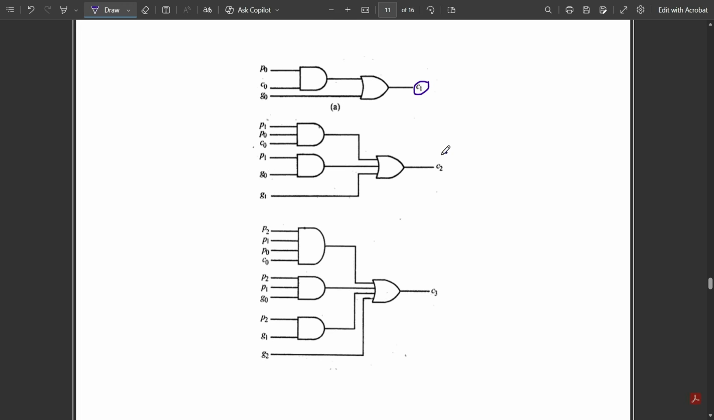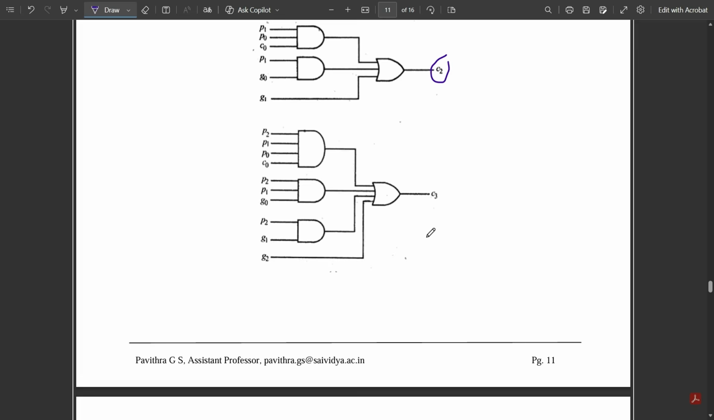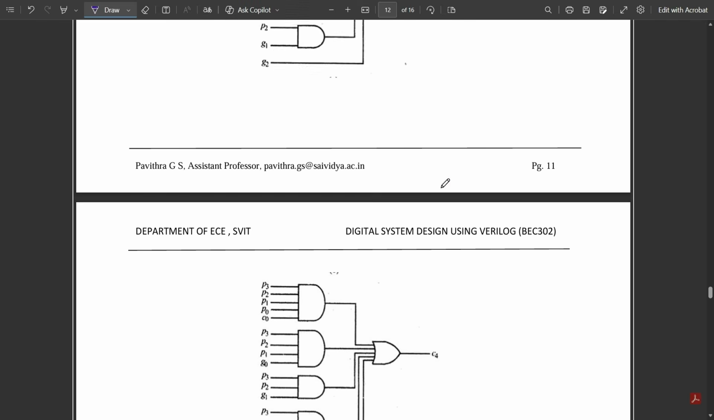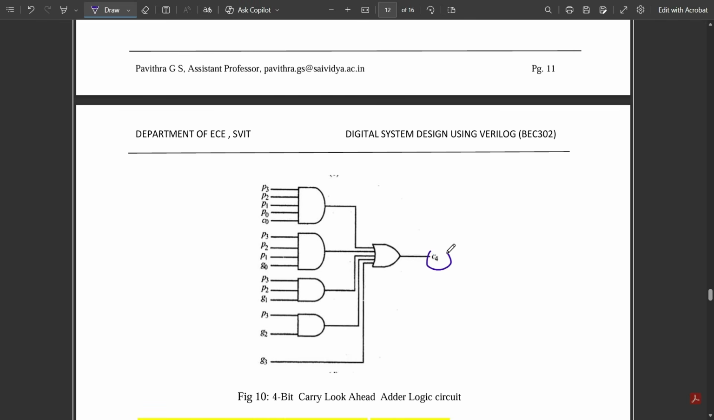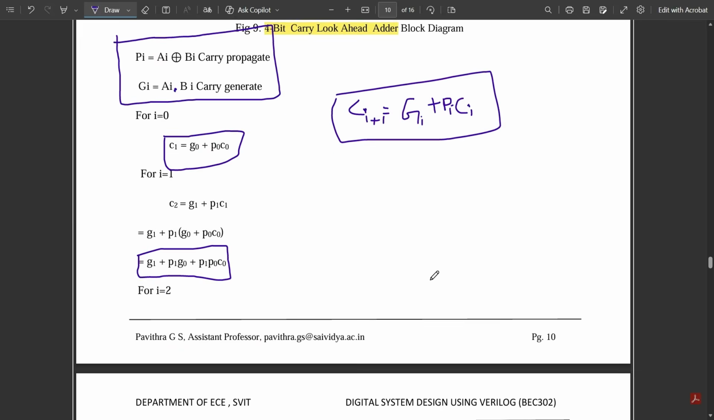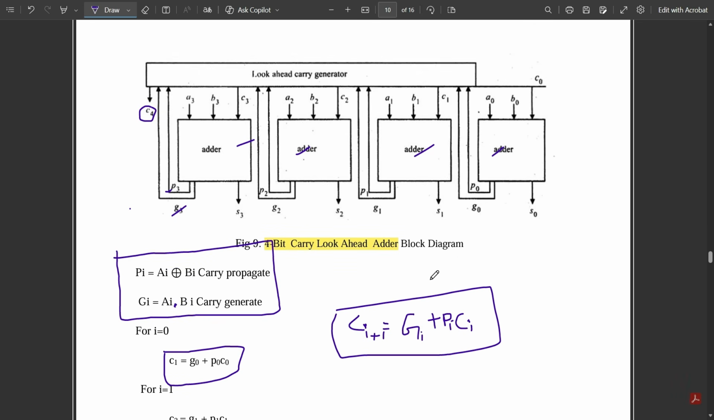Similarly for C2 also, whatever expression you get, mention it using logic gates for C2, C3 as well as C4. Like this you should be completely constructing the 4-bit carry lookahead adder. Hope this is clear. This is very important, guys. Please go through it. Generator and propagators you need to know, so that you will completely understand the carry lookahead adder block diagram.